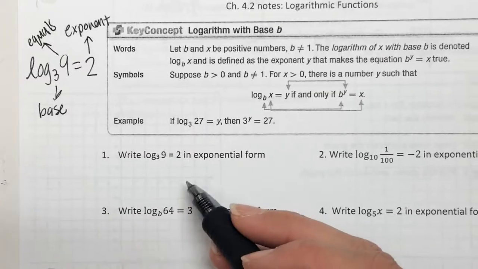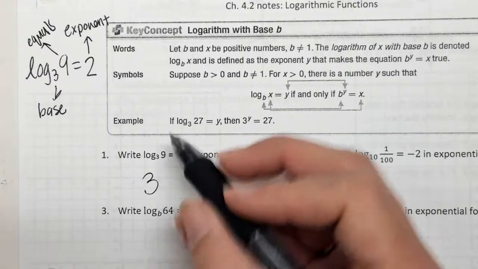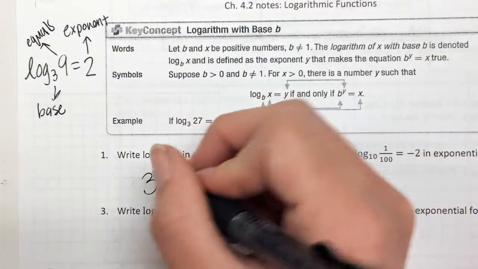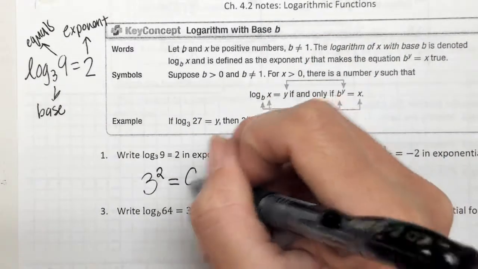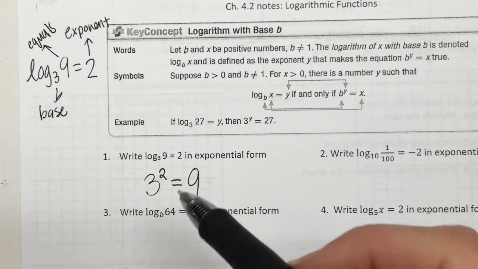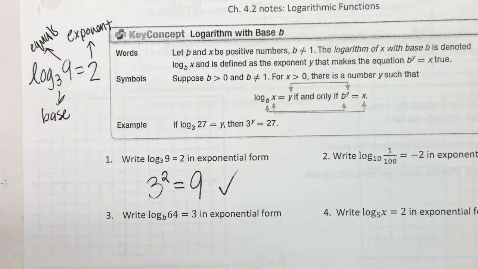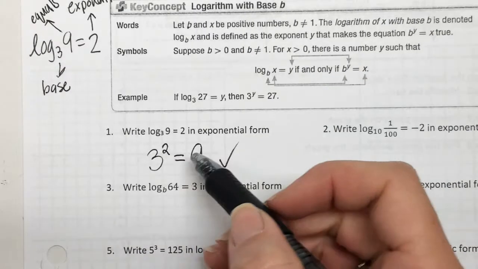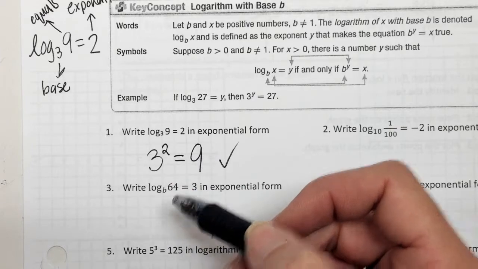So when we're writing this in exponential form, we're going to write 3, always start with the base, raised to 2. Raised to is talking about the exponent. And then that's why I put equals, because it's going to equal this number. And then all you have to do to check it is check if this is a true statement. Is 3 squared 9? Yep. You're done. So this is logarithmic form, this is exponential form. Same equation, just written two different ways.